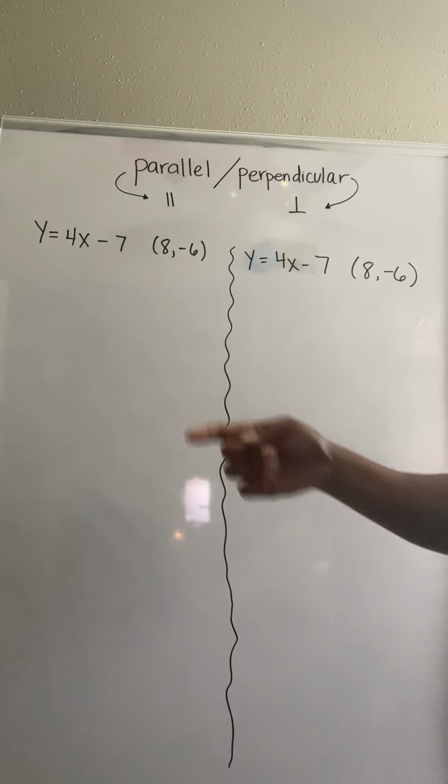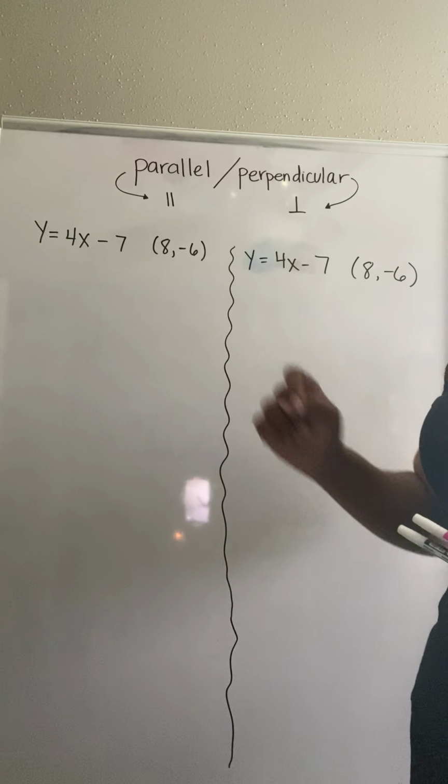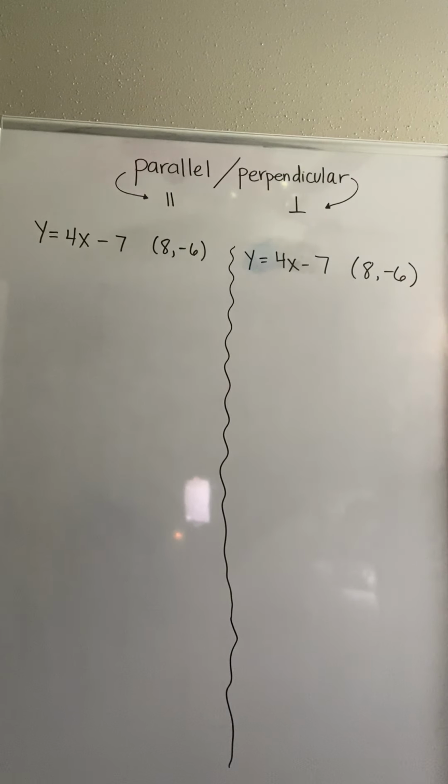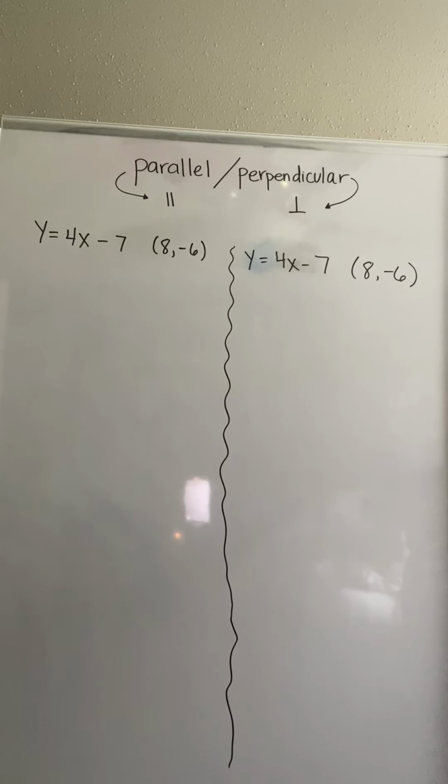Here you can see that we have two equations that are exactly the same. On the left side, we're going to write an equation that is parallel to this equation that goes through the point (8, -6). And on this side, we're going to write an equation that goes through that same point, but is perpendicular to this line.